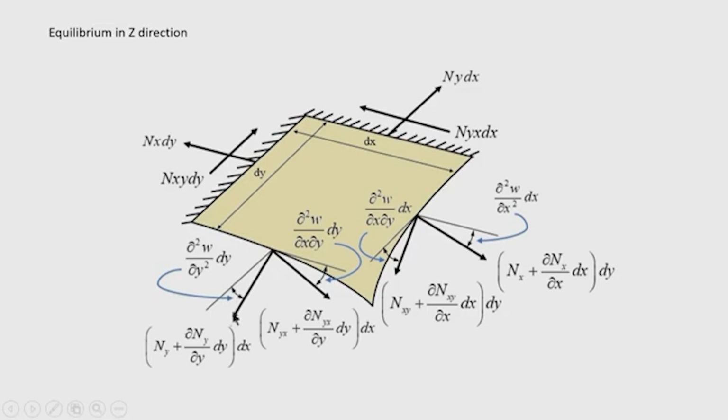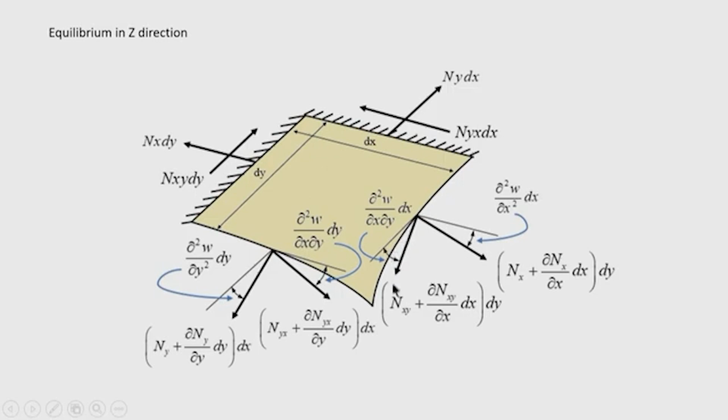The vertical component of this incremented force, Ny plus del Ny by del y into dy, into dx, will be this force multiplied by sin theta. Theta is this angle. For small theta, sin theta equals theta. Okay. So, for membrane shear forces also we are getting the vertical component. This is the rate of change of angle of twist, del square w by del x del y into dx, and because these edges are fixed, we are getting this angle as the slope angle.